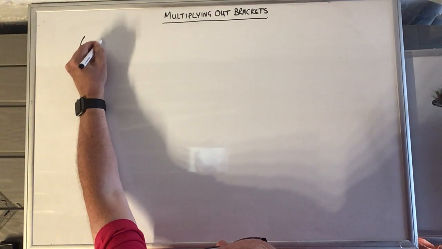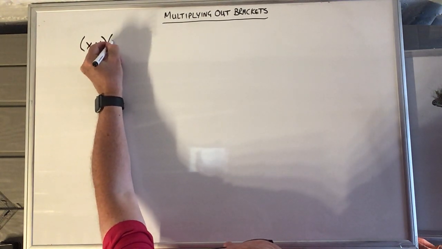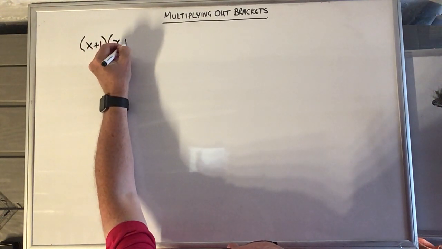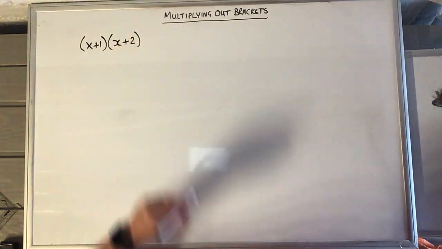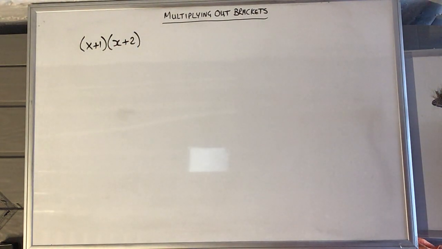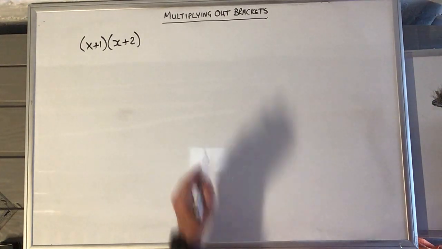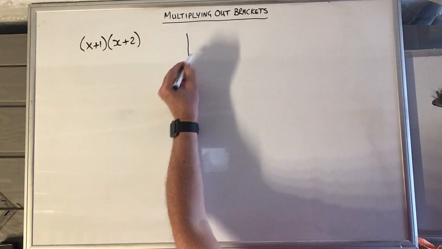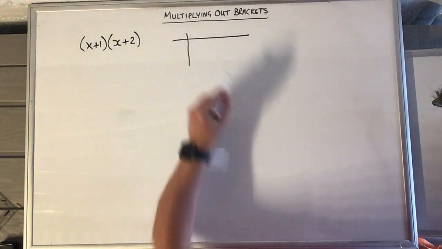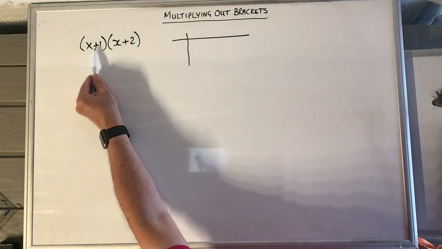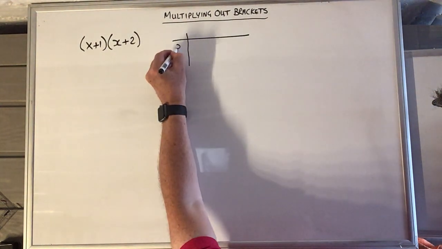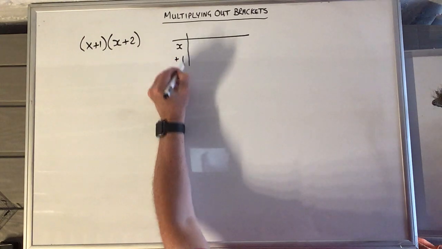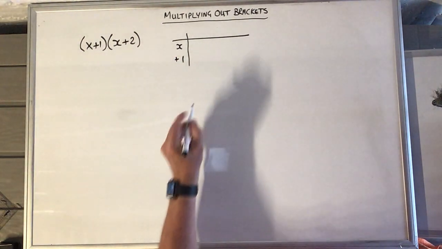x plus 1 multiplied by x plus 2. What's the answer for that? Never ever try and do it in your head. Chances are you'll get it wrong. So, grid method. Well, this grid is a wee bit bigger than what we had before. This is the first bracket, that's x plus 1, so x plus 1 goes down the side. And the second bracket goes along the top.